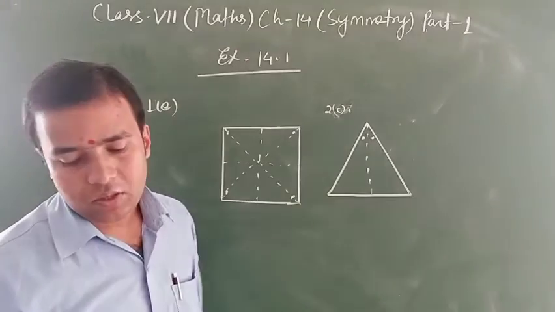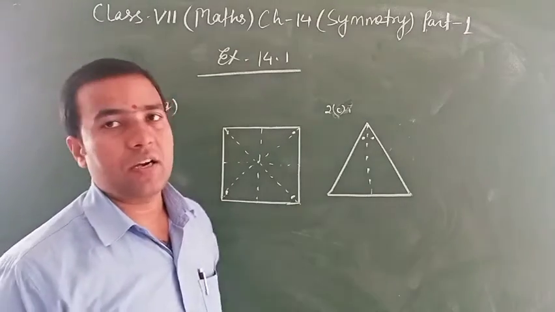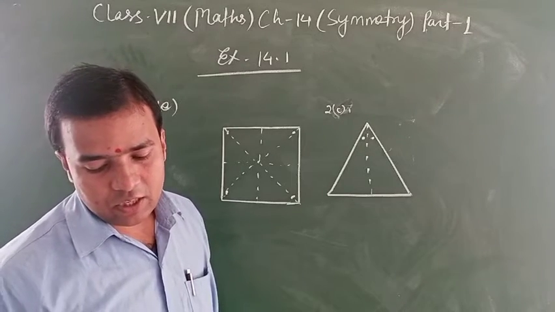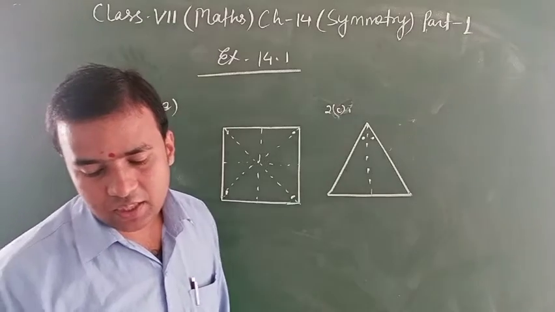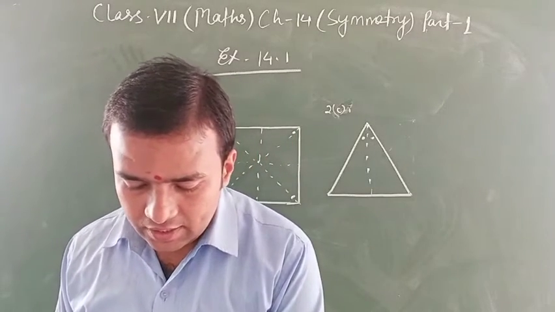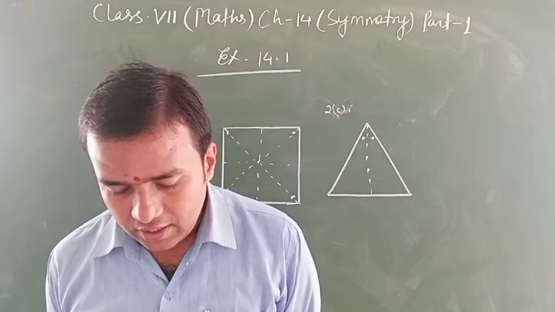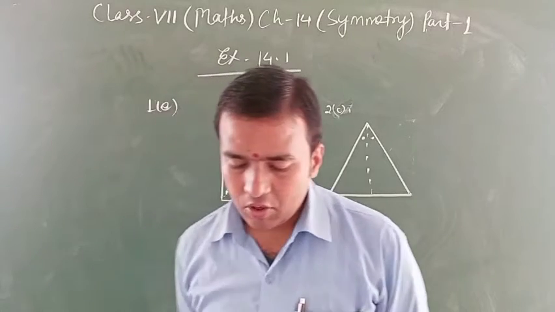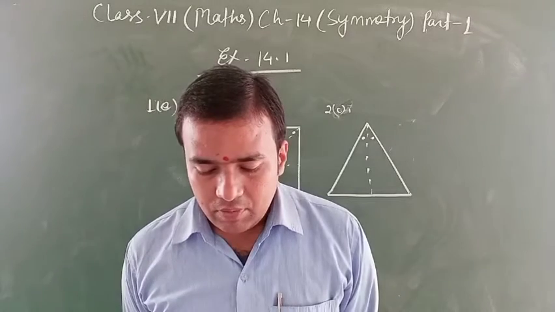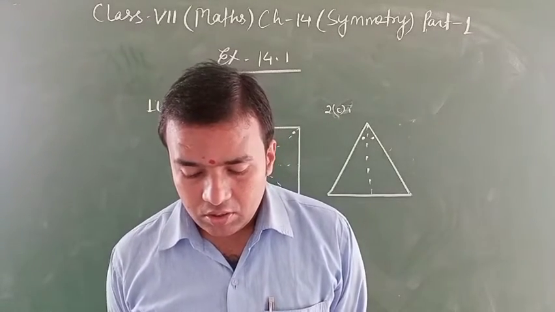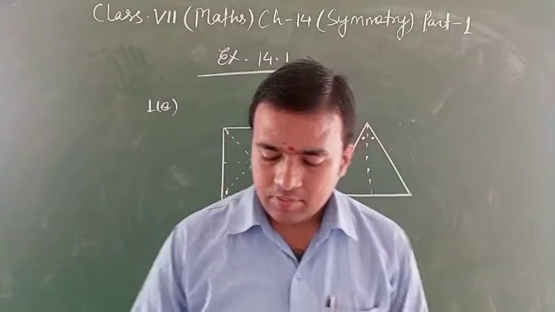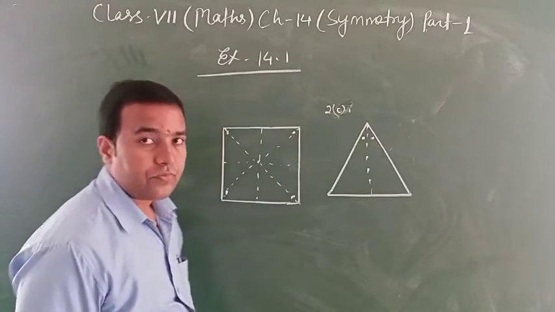Only four parts are given. So one part I explain. Next you can do. Clear? The third one you can also do. In the following figure, the mirror line is given as a dotted line, which is the line of symmetry. Complete each figure by performing reflection in the dotted mirror line. You might place a mirror along the dotted line and look into the mirror for the image.